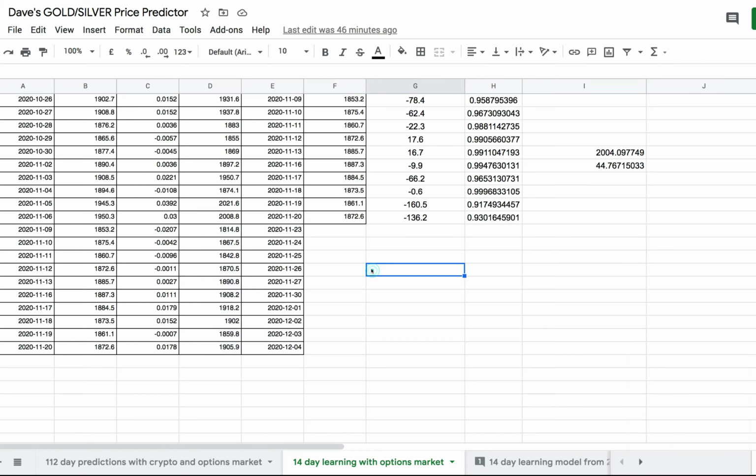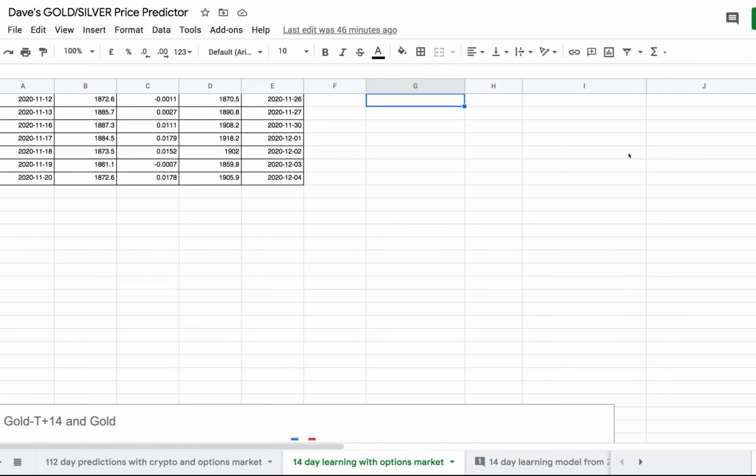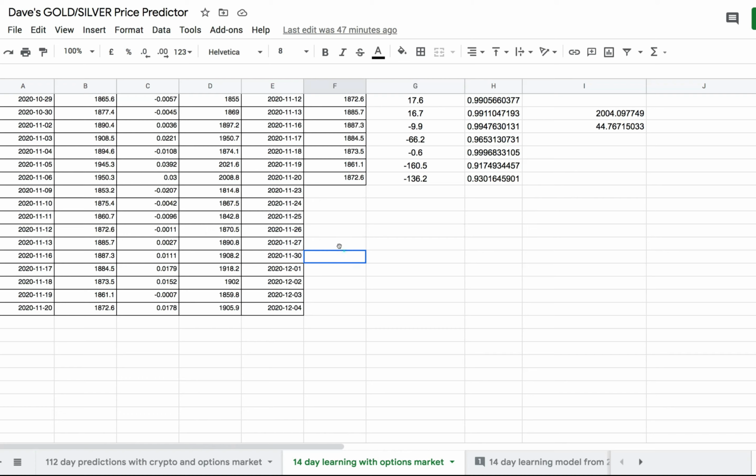Which is kind of the status quo. People are buying and selling gold and waiting for what's going to happen next. That's kind of the situation we're in. And that's what the model is telling me, at least, is going to happen.